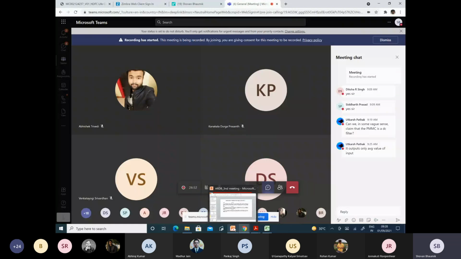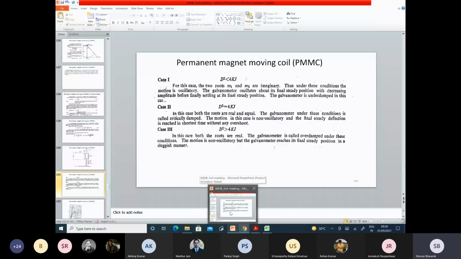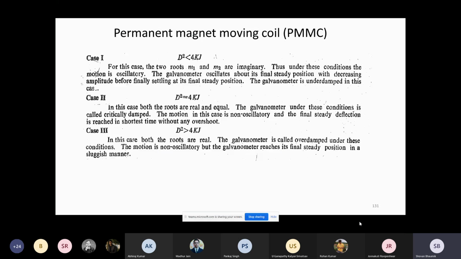Now let's go back to our discussion. So we have a permanent magnet moving coil. Three conditions are there. We can write the expression of theta as a function of time, and whenever you want to know the value of the output, you put that time and you will get the output.